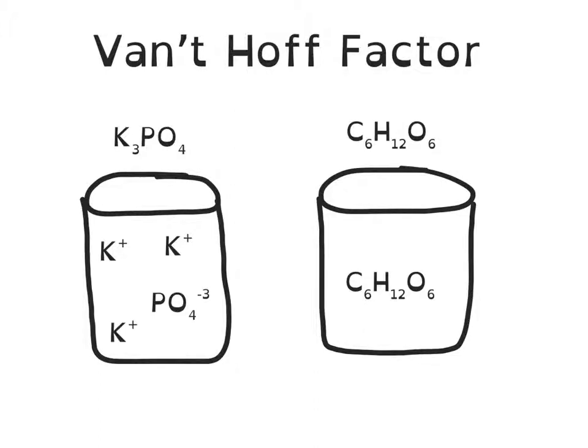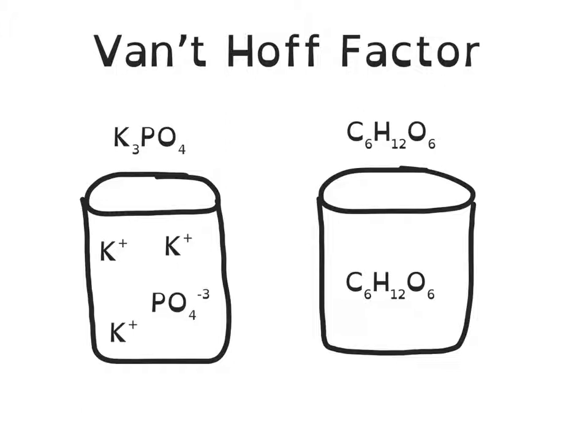So here are two containers, and one container holds an ionic substance, potassium phosphate, and the other substance is sugar, C6H12O6, glucose. When we put the potassium phosphate into a solvent, it dissociates. That means that it breaks apart into 3 potassium ions and 1 phosphate ion. When we put the sugar into a solvent, because it is not an electrolyte, it just stays as one particle. It stays as one sugar.